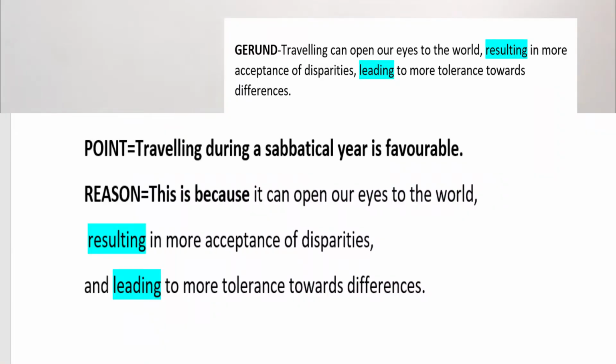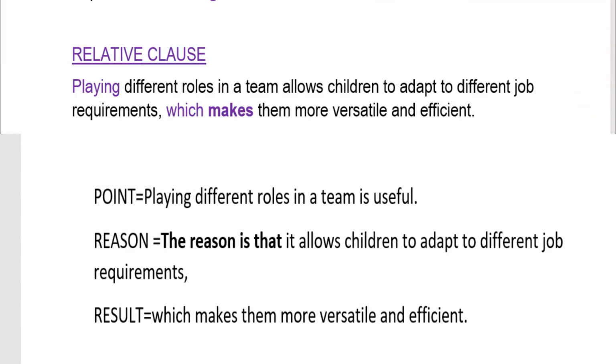Pause the video and notice the expansion of this sentence with gerund linking into point, reason and result. You'll notice the same relationship within this relative clause sentence.